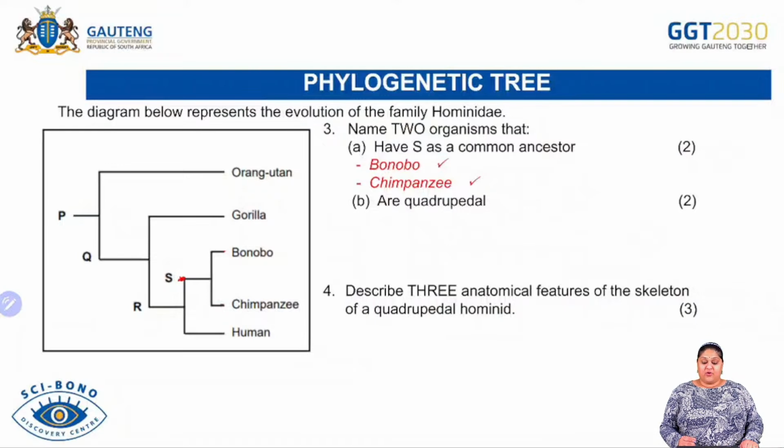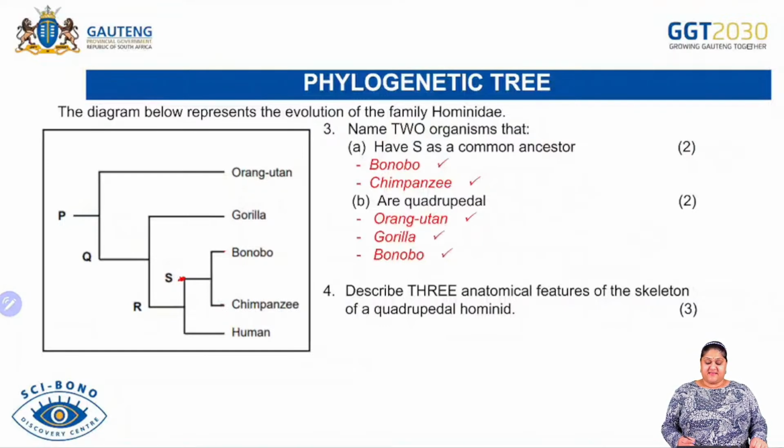And then name 2 organisms that are quadrupedal. Right, 2 quadrupedal, they only want 2, but there's more than 2. I'll mention all of them. So those are the ones that are going to be walking on all 4 limbs. It's the orangutan, the gorilla, the bonobo, the chimpanzee. Right, those are the 4 possible ones, but they only asked you for 2.